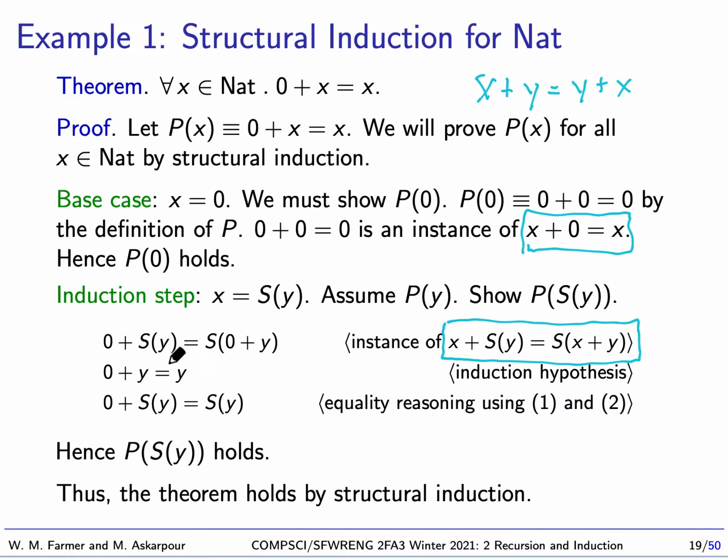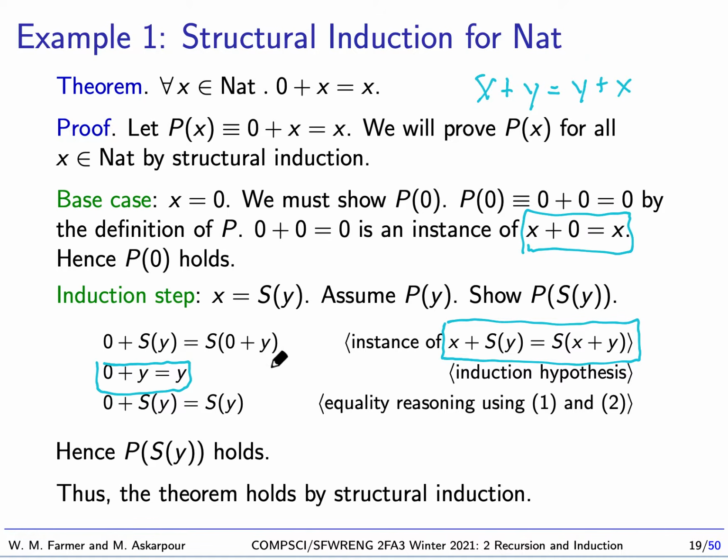Okay, now we know that p of y holds, and we know that this is the property. So we know that 0 plus y equals y. So we know, well, we know that this is the induction hypothesis. That's an instance of the induction hypothesis.